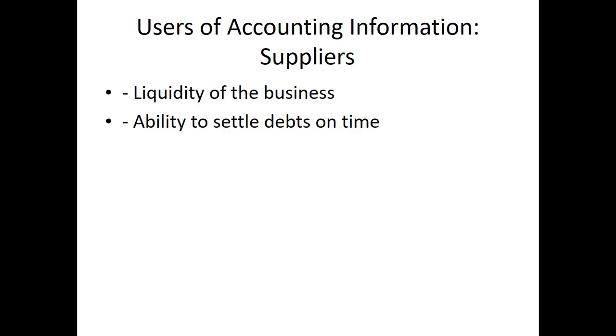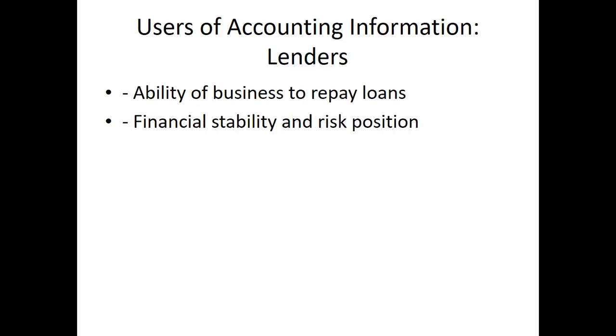The next is the ability to settle debts on time, so that as a supplier, you don't wait for your money, because value for money is very important. You agree, if it is 3 months, within 3 months you are paid. So suppliers need to know, as users of the accounting information, whether this organization has the ability to settle debts on time. Next is the lenders.